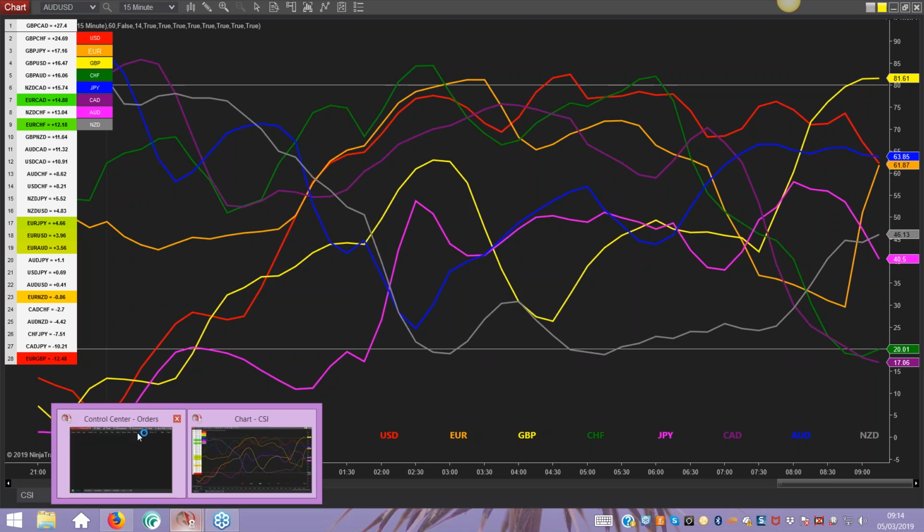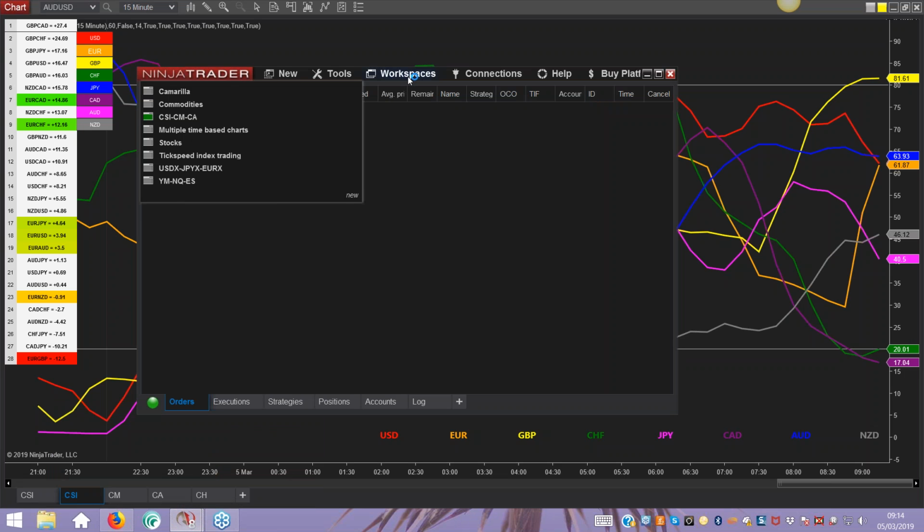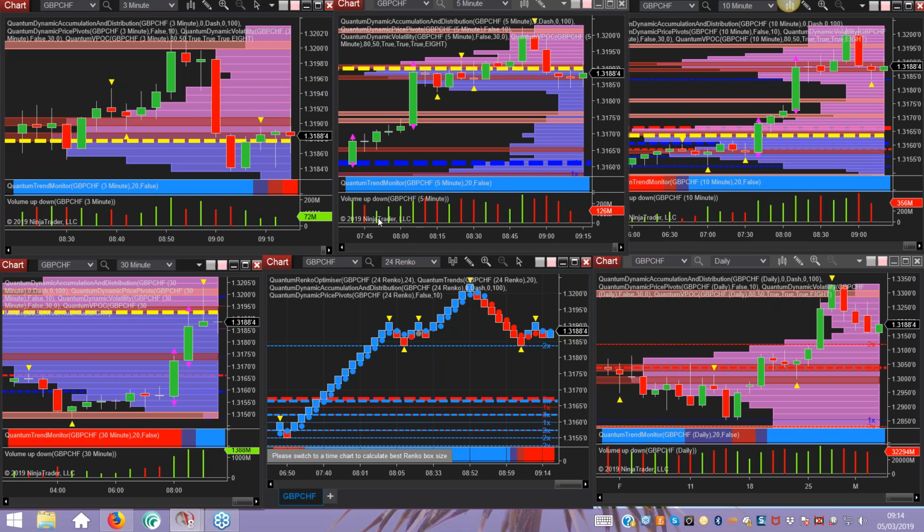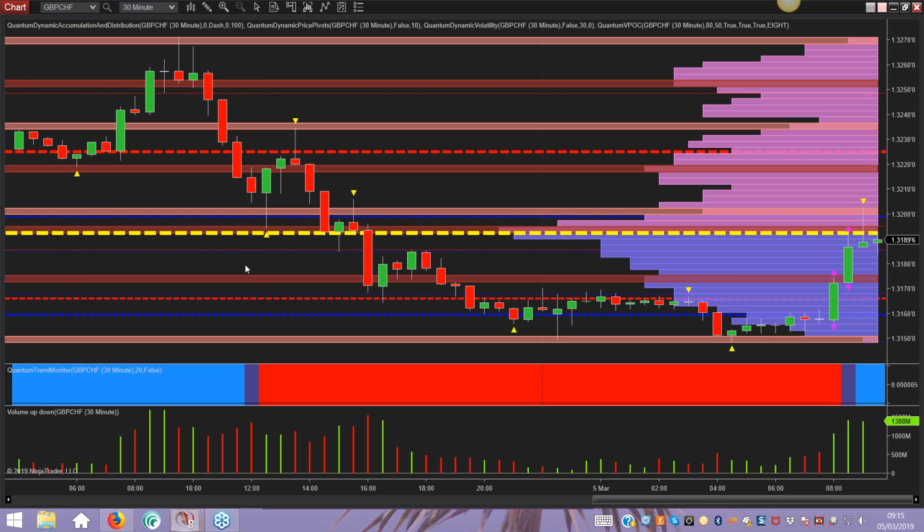Just go back to the charts again. See all that reflected on the chart. There we are. This is on the pound Swiss. And that's what we're seeing right now. So the market's come off. We go again. It's down to the slower time frames. Let's see what they're telling us.